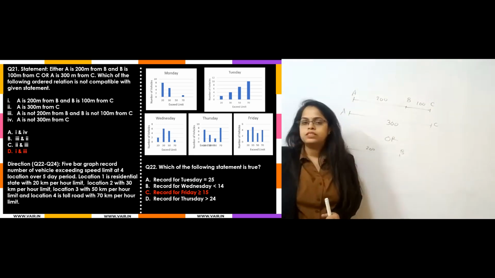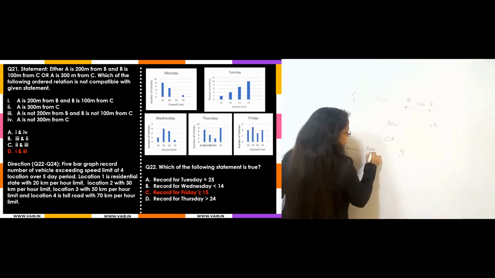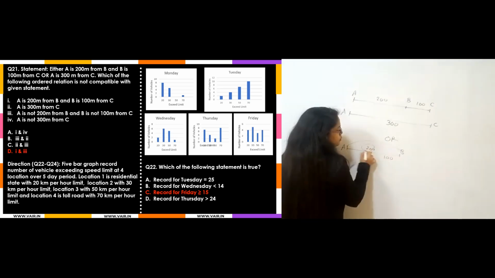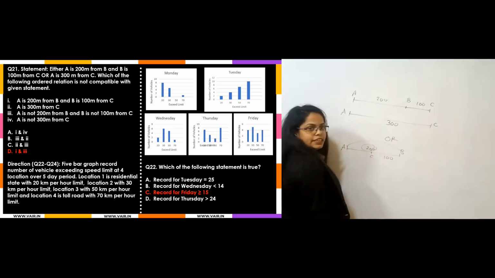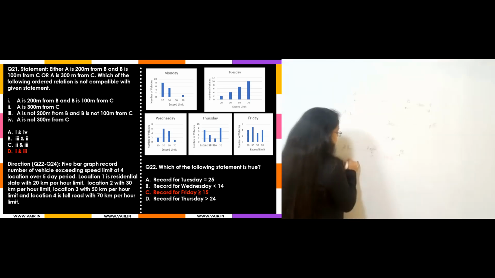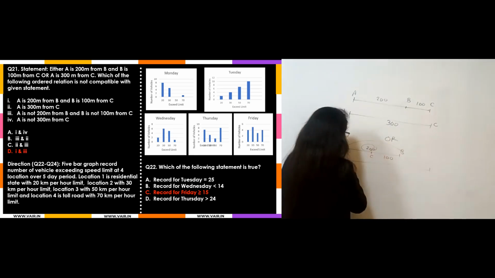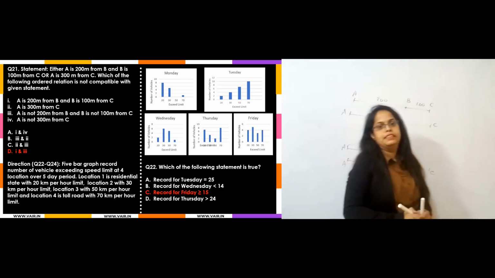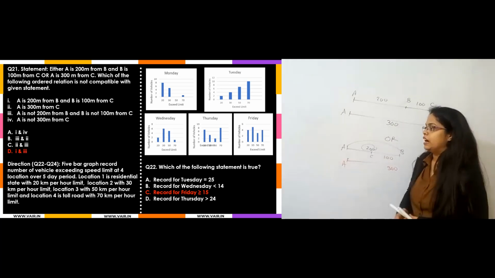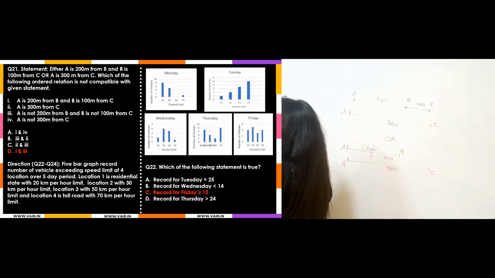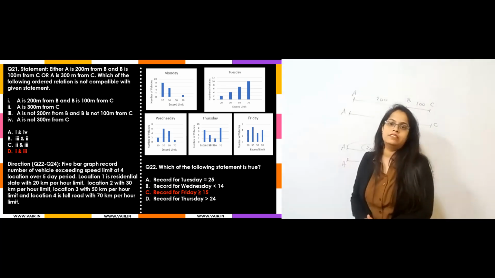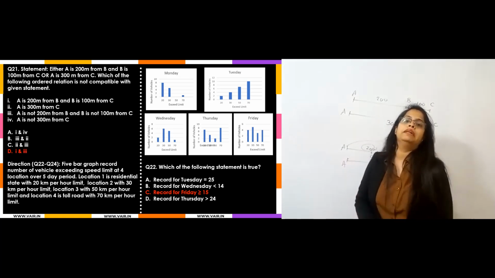So can I show this C exactly here in the middle, which will be 100? So this A to B will be 200, B to C will be 100, or you are saying that A to C overall is 300. These are the two possibilities, right? And they are asking which of the following order relations is not compatible with the given statement. That is, which one is not compatible?